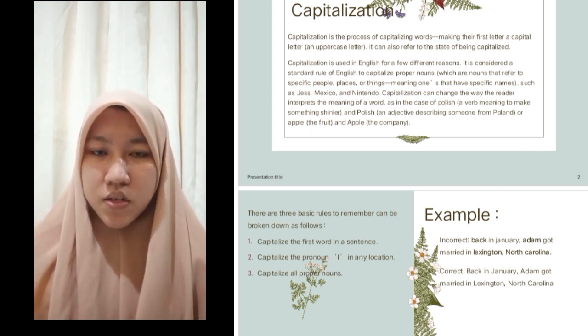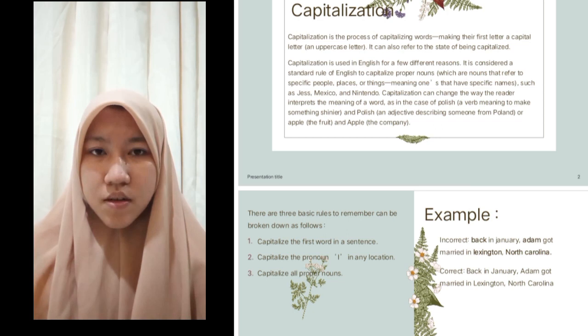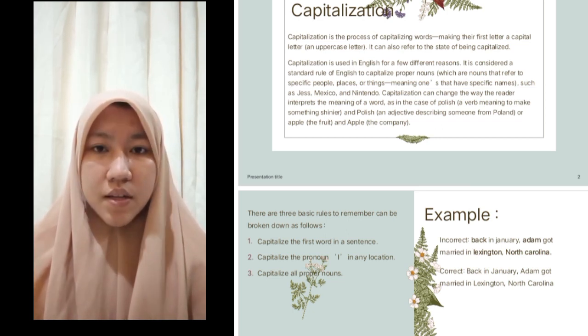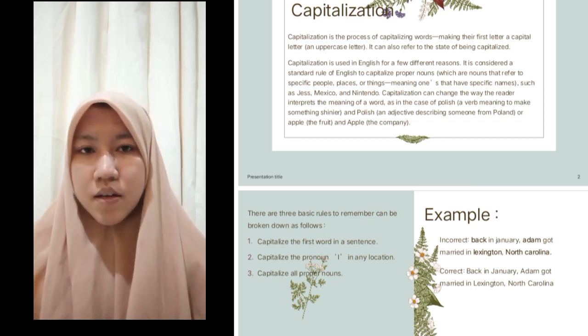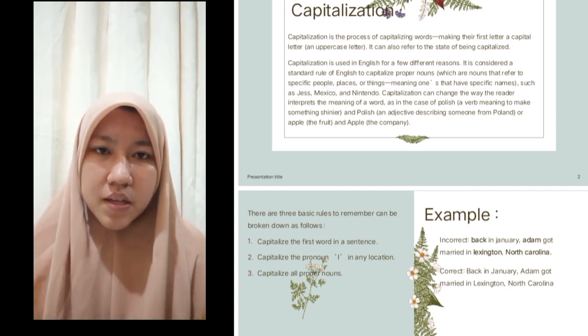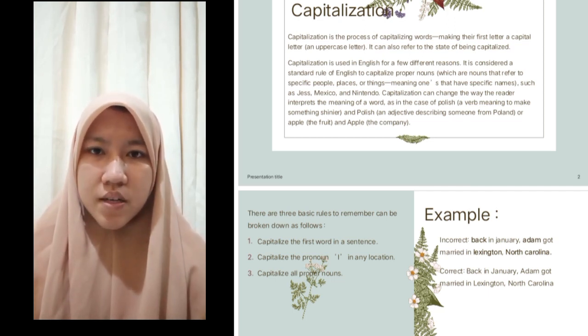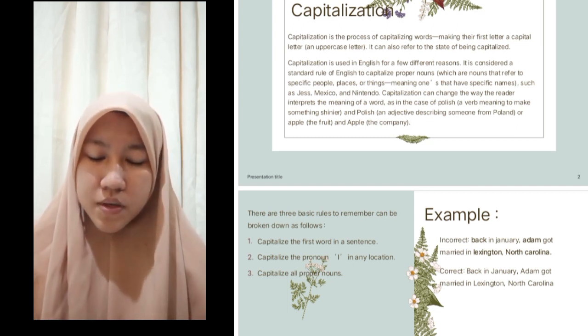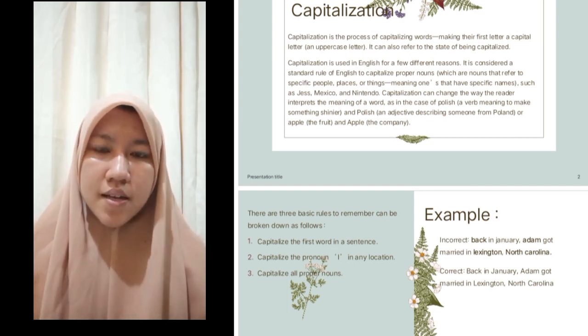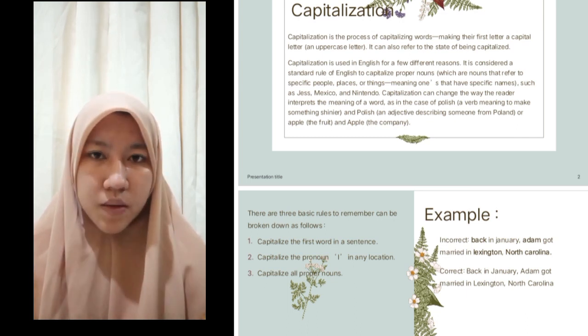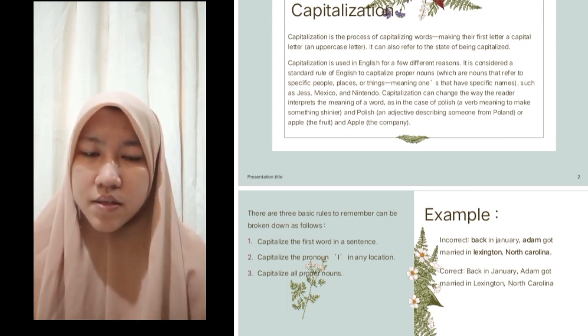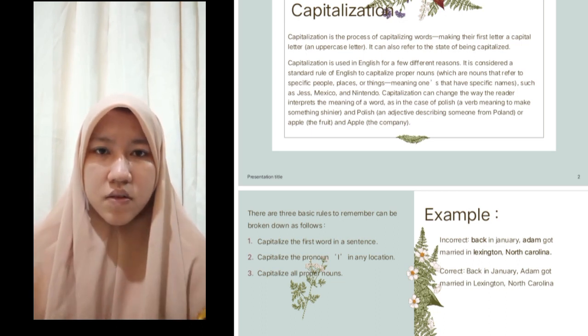Alright, I'm going to explain about capitalization. Capitalization is the process of capitalizing words or making their first letter a capital or uppercase letter. It can also refer to the state of being capitalized. Capitalization is used in English for a few different reasons. It is considered a standard rule of English to capitalize proper nouns, which are nouns that refer to specific people, places, or things, meaning ones that have specific names, such as Jazz, Mexico, Nintendo, etc.